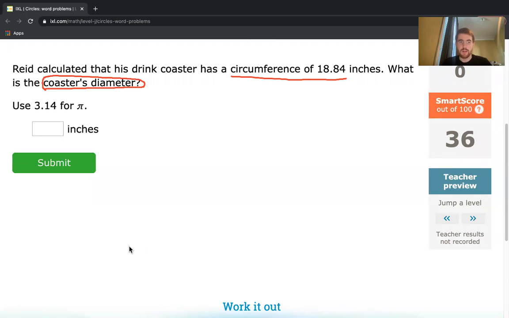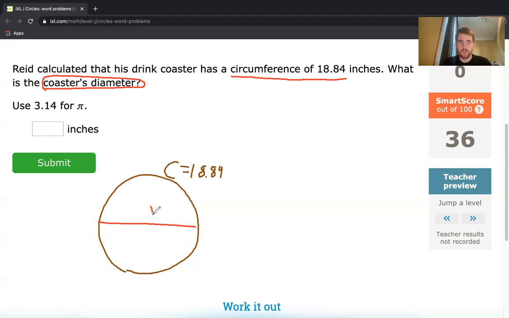So let's draw that coaster. We know the circumference is equal to 18.84. Remember, that's the distance around the edge of the circle. And we need to figure out the diameter, the distance across the circle. So let's use the equation that we had from before. If you forgot, you can go back to the notes, but I remembered C equals 2 times pi times r.